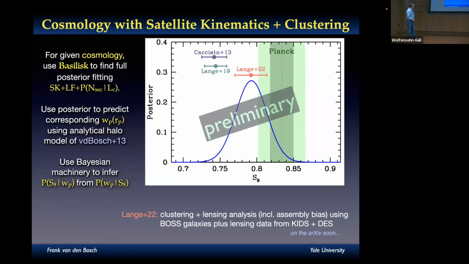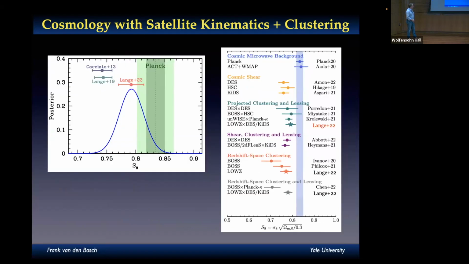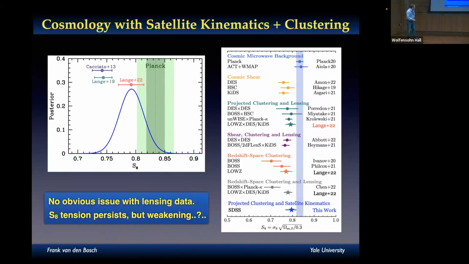I would summarize it as follows. So here, this is that plot I showed before. We can now add another technique, namely satellite kinematics, and it just sits about here. All I can conclude is that there's no obvious issue with the lensing. It's not that suddenly if you remove lensing from this analysis and replace it with something, it completely changes. I guess that's good news for the lensing. The S8 tension persists. At least it's on the same end, but it's not significant. So maybe it's weakening. I don't know. You read into it what you want to read.